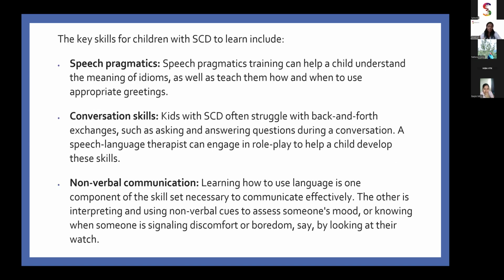So, what are the key skills that we have to develop, or what are we trying to teach them during our speech therapy sessions? First is speech pragmatics training, that is, how to communicate in a social setting. Many of the kids do not understand things like sarcasm, just like I mentioned, or idioms. Sarcasm is when someone is making fun of them. They do not get that very well. They do not understand that they have been made fun of. So all these things, with different activities, we will be able to work on.